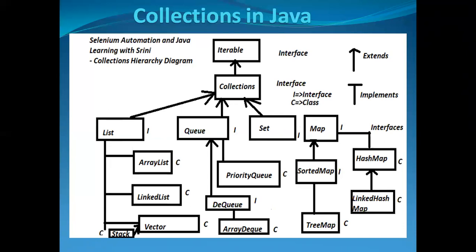According to the priority, we have to perform the operations on those elements within the queue. So we have a class called PriorityQueue here. This is implementing the Queue interface. If you see this T icon here, so it's T. So PriorityQueue is a class implementing the Queue interface, and Deque is just extending this Queue interface.